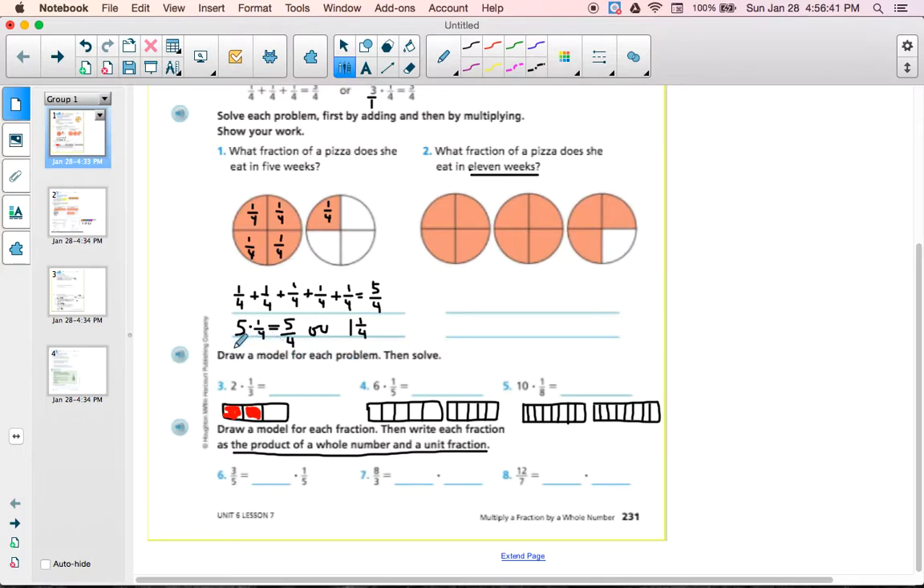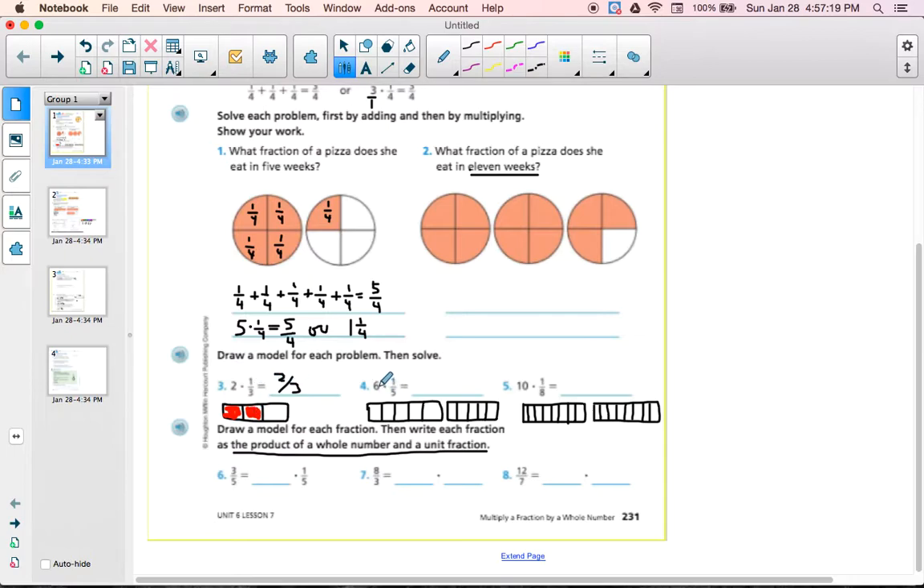Now down here, problem number 3, 2 times 1/3. It says draw a model for each problem and then solve. So when I look at this problem, I see 2 times 1/3. I have 2 1/3s here. 2 times 1/3 is 2/3. So how would I draw that? Well, I would first draw a fraction bar, divide it into 3 parts, because that's what the denominator tells me to do, and then I would shade in 2 of them, because there are 2 1/3s. This is 1/3, and this is 1/3. Okay?